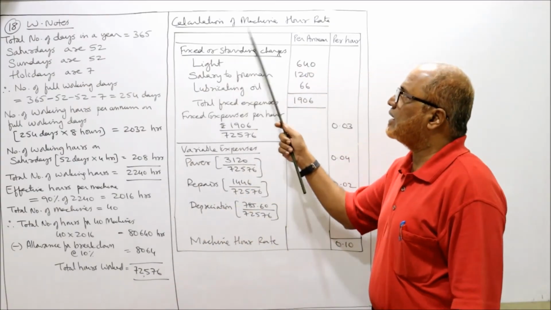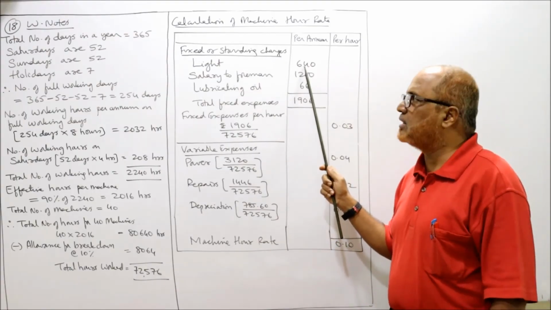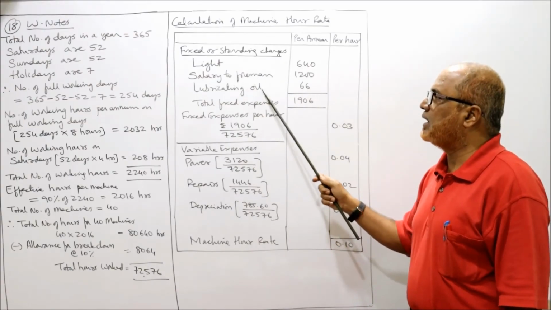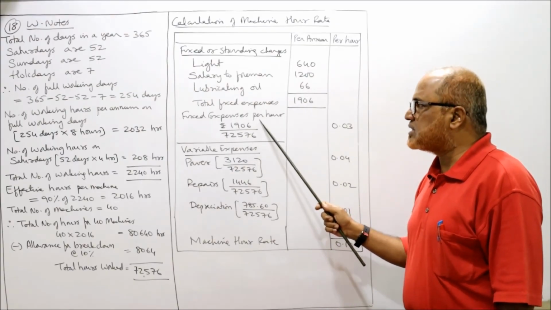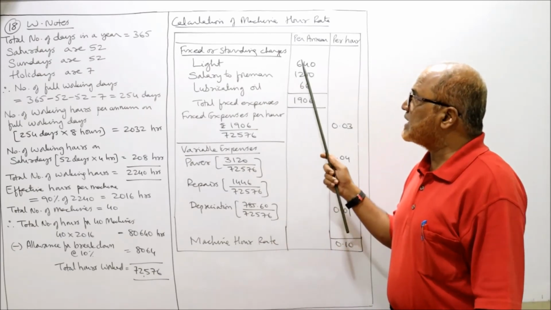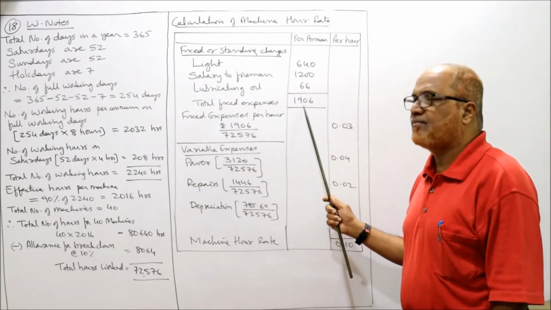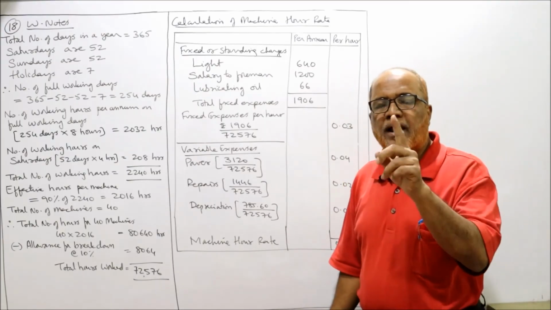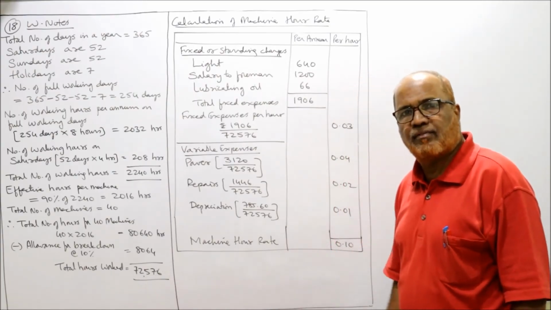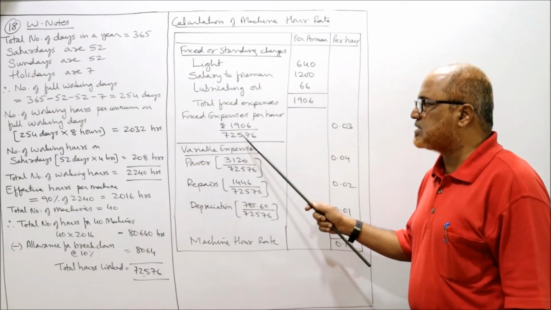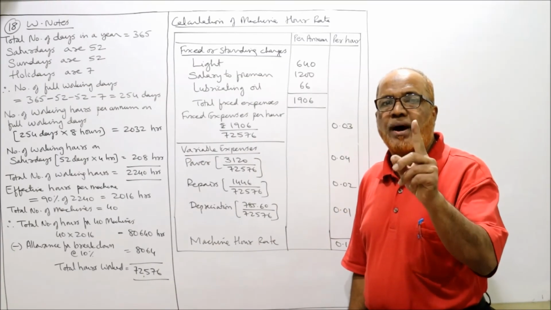Now we'll come to the calculation of machine hour rate. Fixed or standing charges: lighting 640 given directly in the problem, salary of foreman 1200, lubricating oil 66, total fixed expense 1906. Now fixed expenses per hour. Now this expenditure is for all the 40 machines. On all the 40 machines, this is the fixed cost. And how many working hours per annum for all the 40 machines? 72,576. Already we have calculated. Now 1906 divided by 72,576, you will get 0.03. This is the fixed expenses per hour.